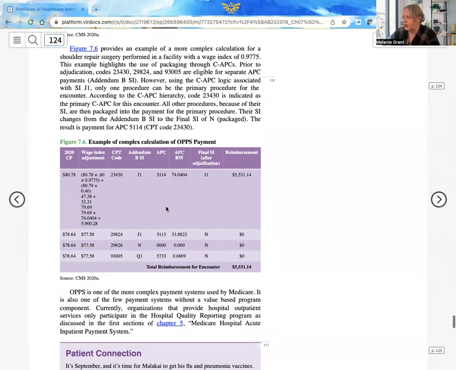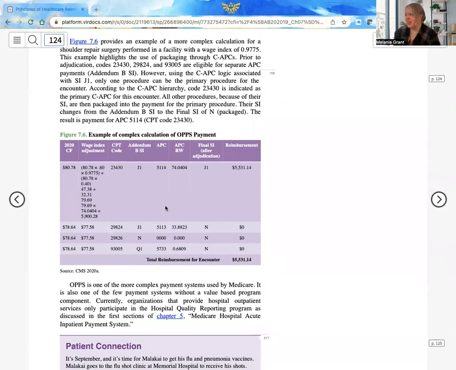A more complicated one here, we have a similar case, but a complex calculation. We have the same 80.78 here for our conversion factors, but our APC relative weight is much higher. So we have a relative weight of 74.0404. That's because this is a major procedure. And you'll notice the status indicator of J1 that we talked about earlier. The total reimbursement is $5,531.